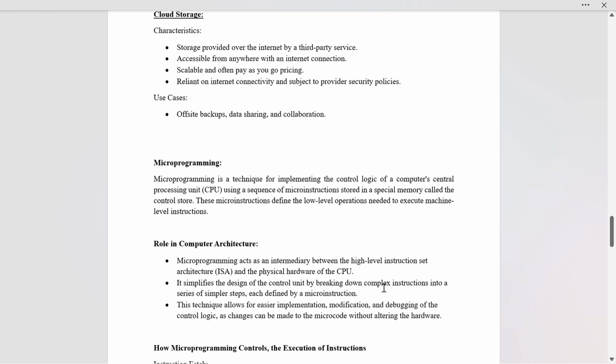Microprogramming is a technique for implementing the control logic of a computer's central processing unit using a sequence of microinstructions stored in a special memory called the control store. These microinstructions define the low-level operations needed to execute machine-level instructions.